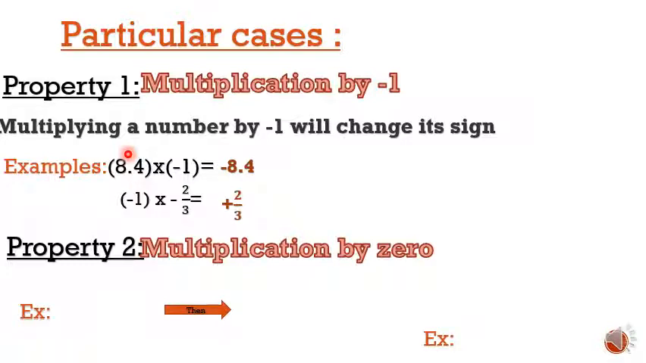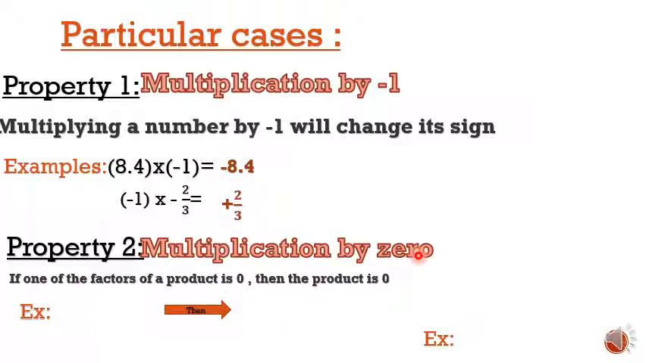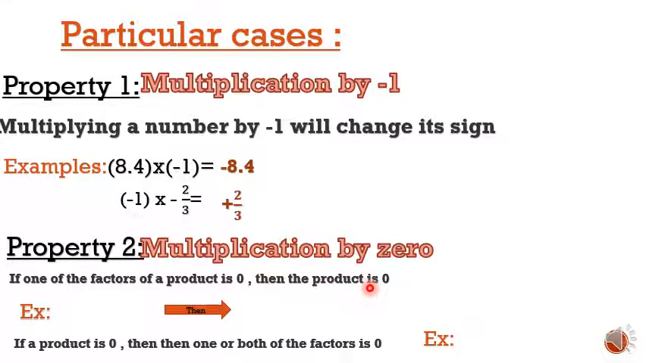Property 2, multiplication by 0. We already know that any number multiplied by 0 will give me also 0. If you are multiplying signed numbers and one of the factors is 0, the answer will be 0. And similarly, if the answer is 0, it means one or more of the factors is 0. So they give me the same answer. So multiplying 0 times negative 52 gives me 0. Why? Because 0 times any number is 0.